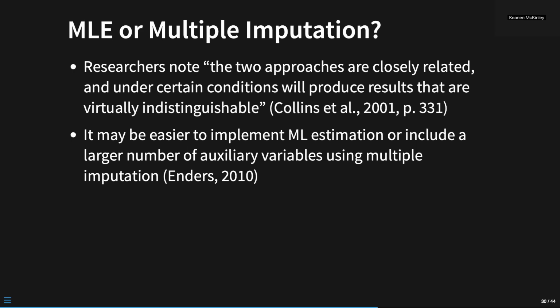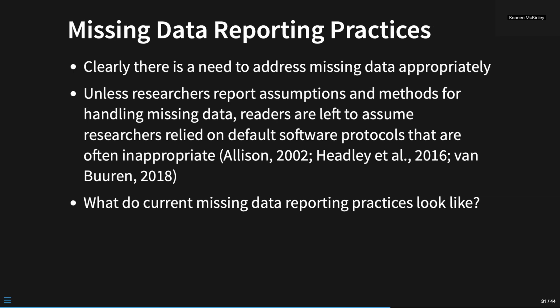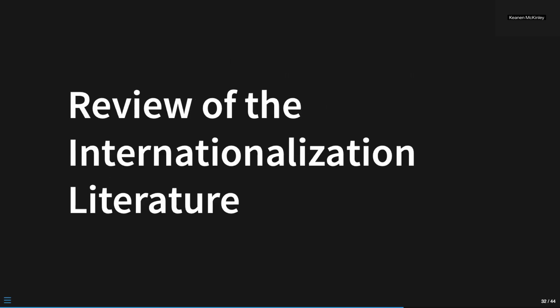Between the two, it really comes down to a preference of maximum likelihood or multiple imputation. In the article there are more details, but they're very similar when it comes to the results. So really what we're trying to show with all this info is that it's important to report missing data because there's a lot of work that should go into it.